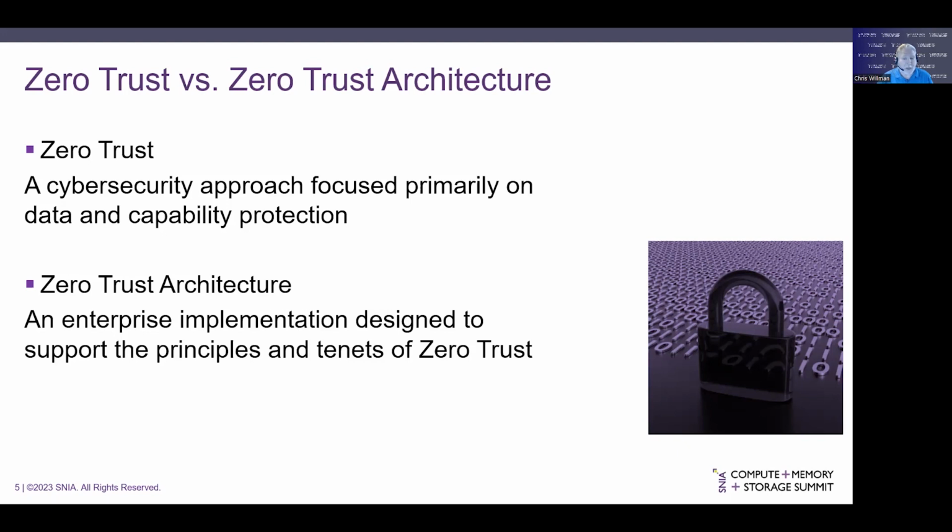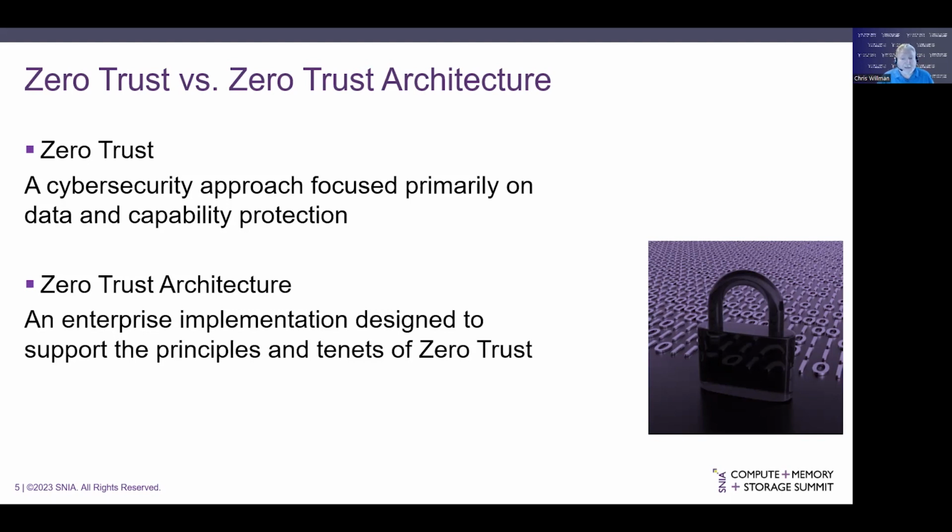With that concept in mind, Zero Trust architecture is just an enterprise level implementation to support the principles and tenets of Zero Trust. The core tenets of Zero Trust architecture are: number one, all data sources and computing services are considered resources. Number two, all communication is secured regardless of network location. Number three, access to individual enterprise resources is granted on a per session basis. Number four, access to resources is determined by dynamic policy.